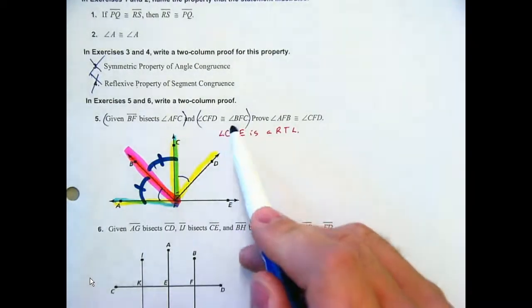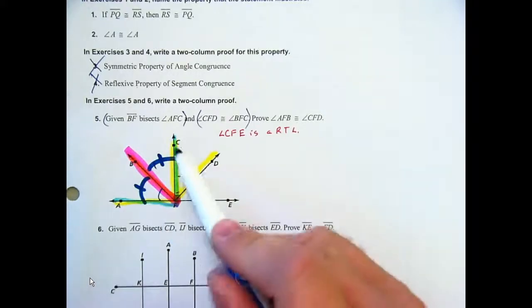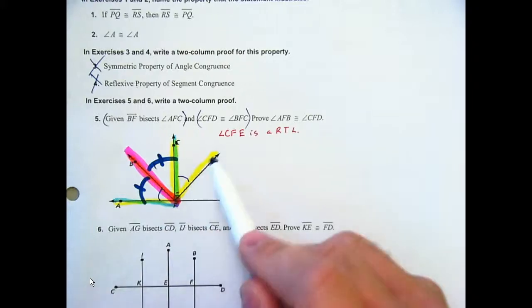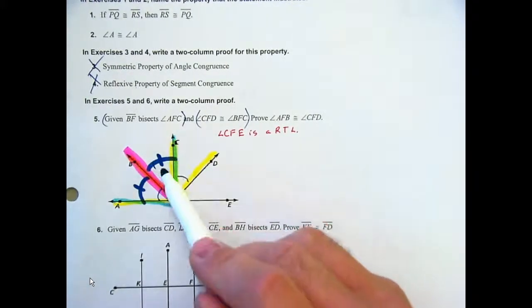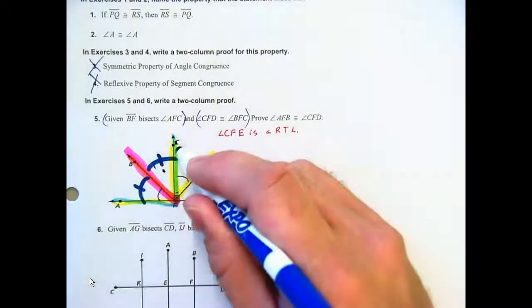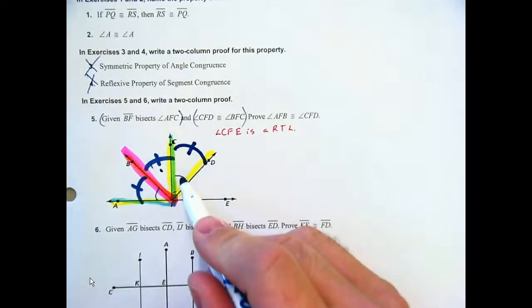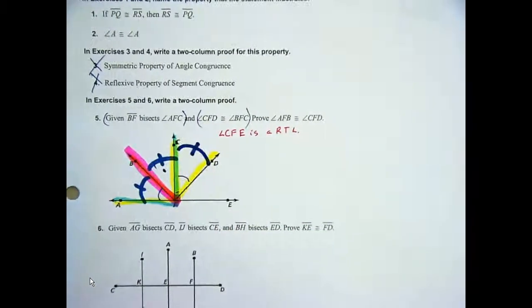Okay, how about angle CFD and angle BFC? So we're saying angle CFD and BFC, so this angle and this angle are congruent. So we could mark that, right? Now remember, these little markings down here, that's what we're trying to prove. Can anyone see their map on how to prove it now?